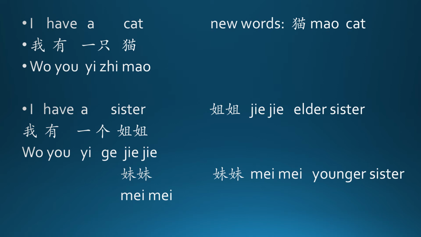我有一个姐姐. I have an older sister. 我有一个妹妹. I have a younger sister. If you had both, you would say 我有一个姐姐和一个妹妹.